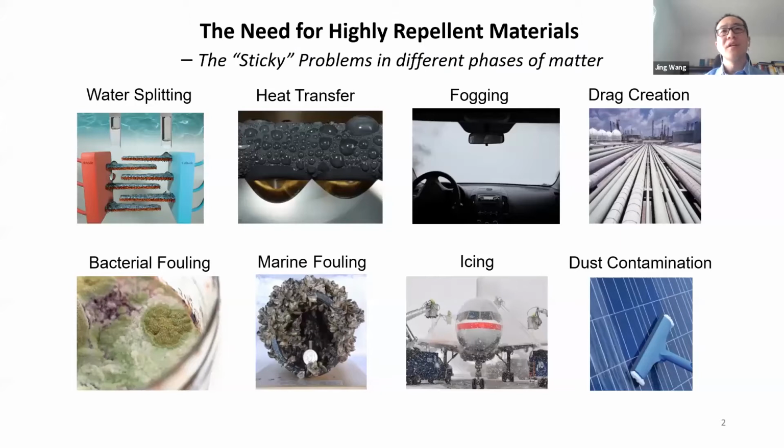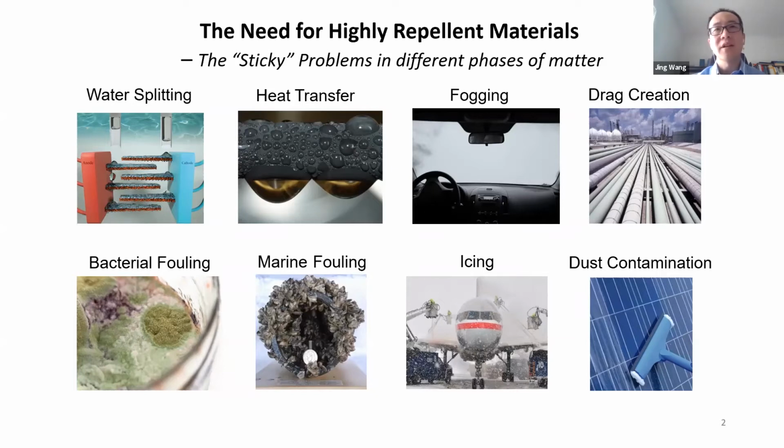There are a lot of sticky problems in different phases of matter that exist in our household and industrial settings. That's why there's a strong need for repellent surfaces or repellent coatings. For example, for water splitting, we generate oxygen and hydrogen on the reactors at the cathode or anode. But these gases will accumulate and form a gas film that blocks the reaction, which further reduces the reaction coefficient.